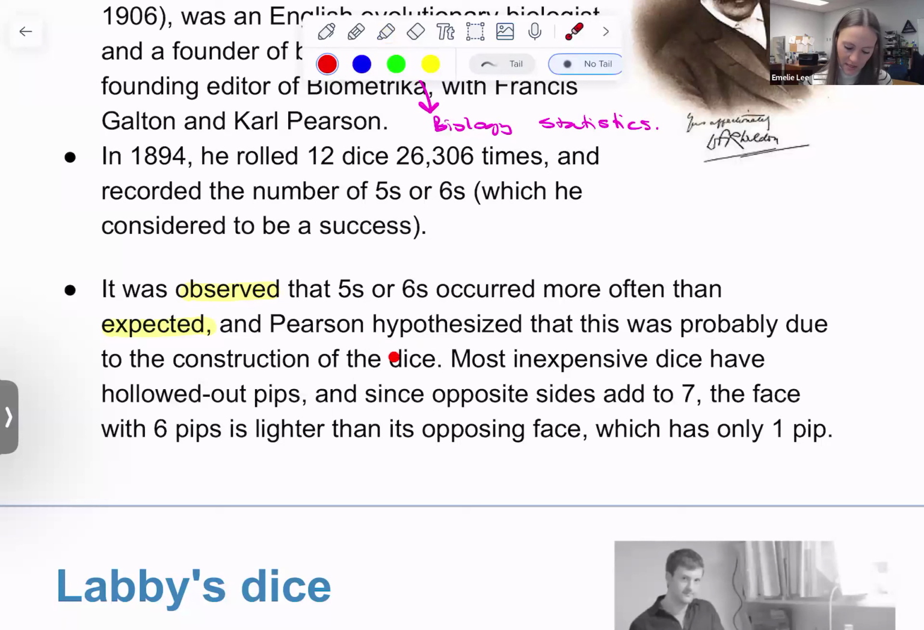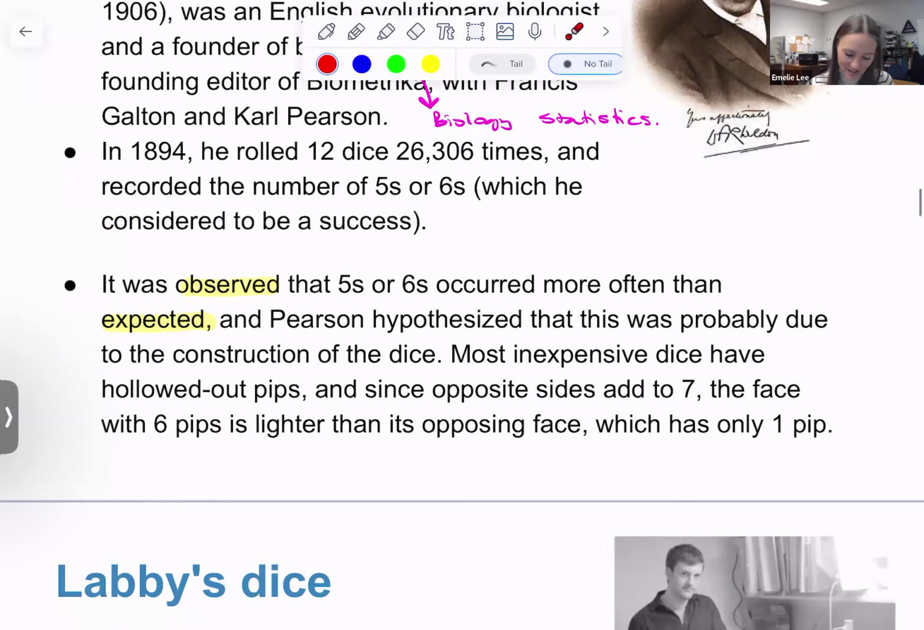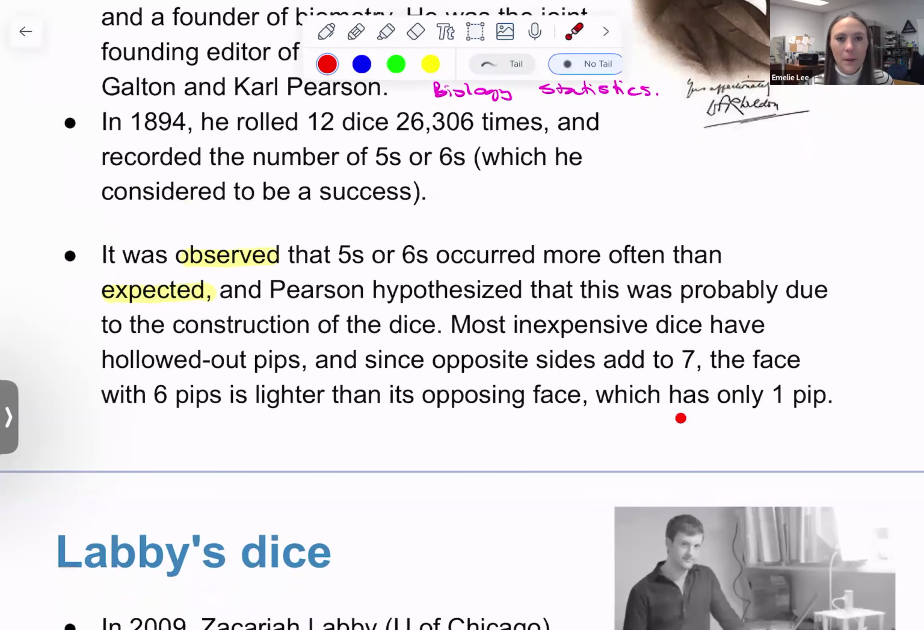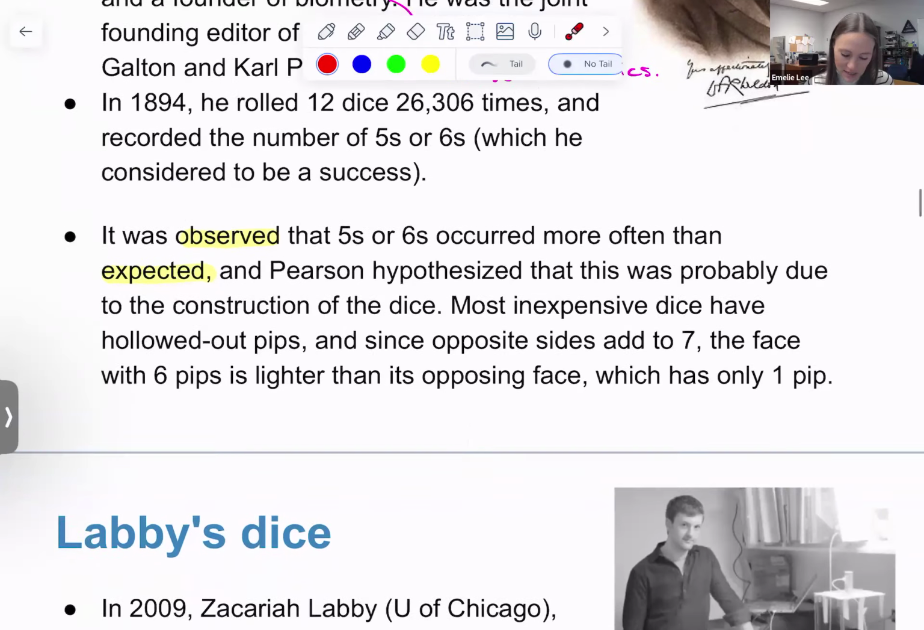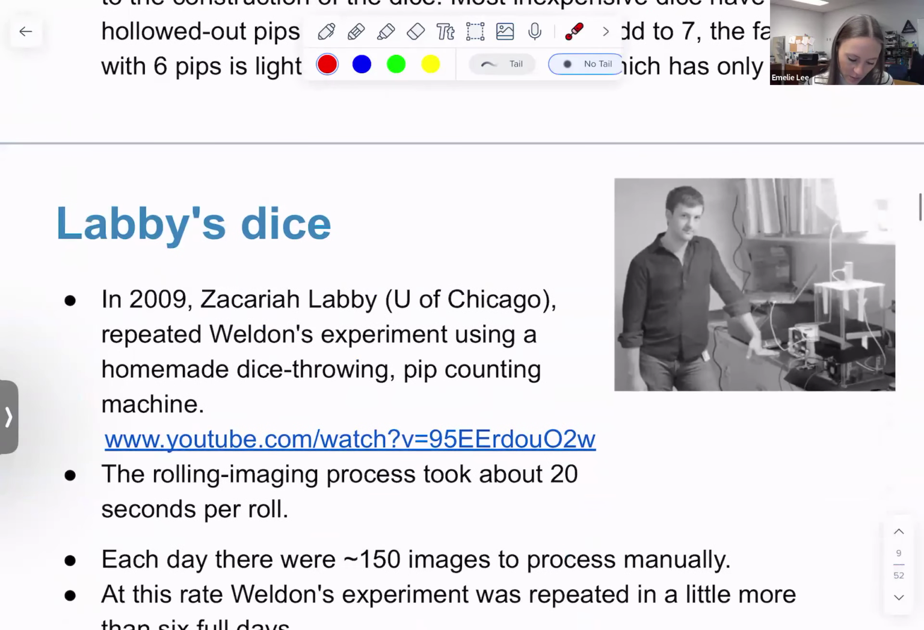Pearson hypothesized that this was probably due to the construction of the dice. The thinking was that inexpensive dice have hollowed out pips, and since opposite sides add to 7, the face with 6 pips is lighter than the 1 pip, because it's got more dug out of it. Now they've fixed that, obviously. They fill those holes, so it doesn't matter. But back then it was a problem.